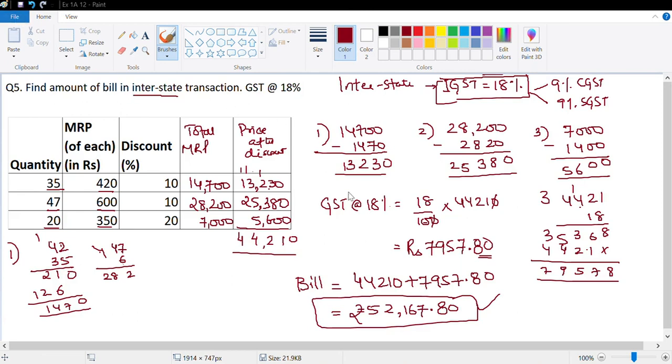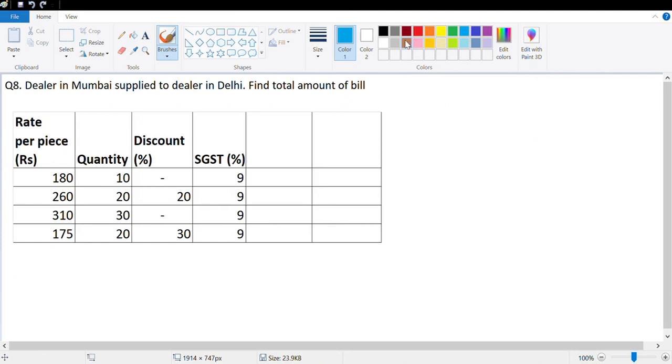The next question that we have is question number 8. Dealer in Mumbai supplied to dealer in Delhi, which means we are looking at interstate, which means we are looking at a composite IGST. In this case, SGST value is given. So since SGST is equal to 9%, therefore GST will be equal to 18%. In this case, SGST is 9%, CGST will also be at 9%, which means total GST is at the rate of 18%. Again, let's calculate total MRP, and then let's calculate price after discount.